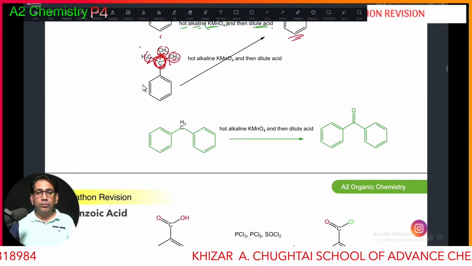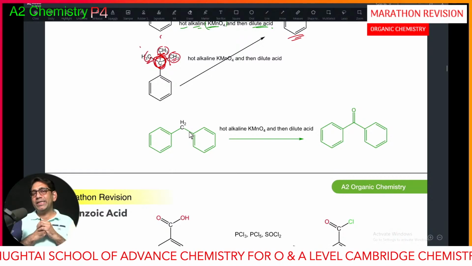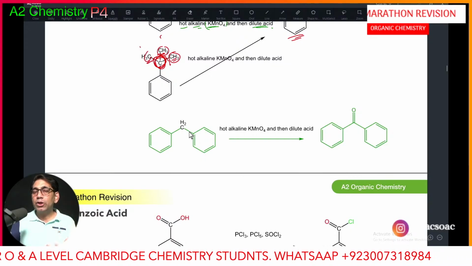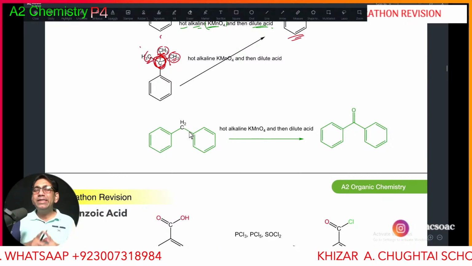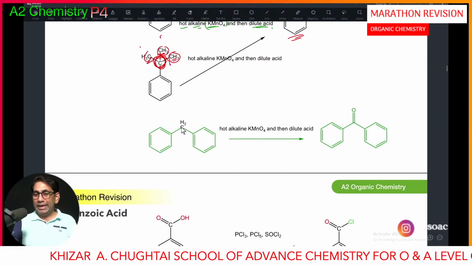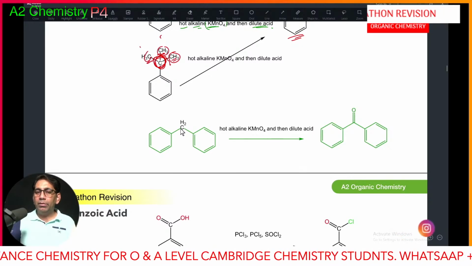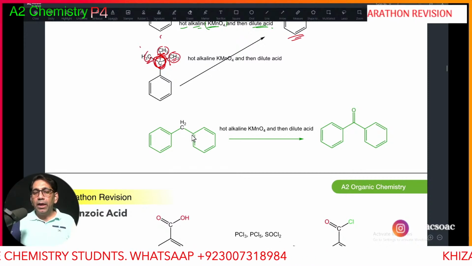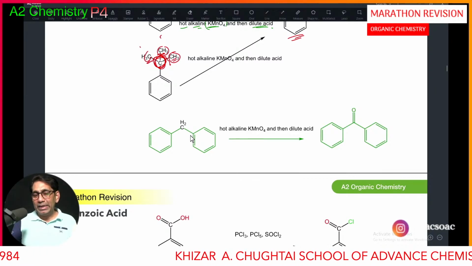If a side chain is common between two benzene rings, then it cannot be changed into acid, and cannot be simply oxidized. Point to be noted: here are two hydrogen atoms. If any carbon has two or more hydrogen atoms, it can be oxidized. But the basic prerequisite is that it must not be attached to two or more benzene rings.